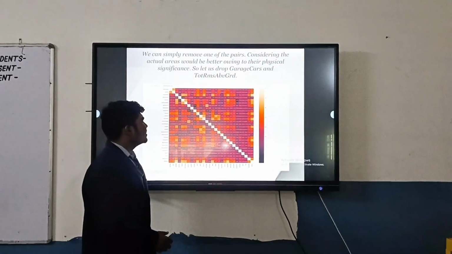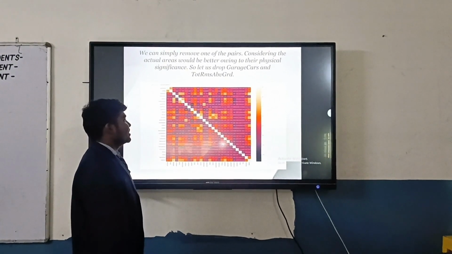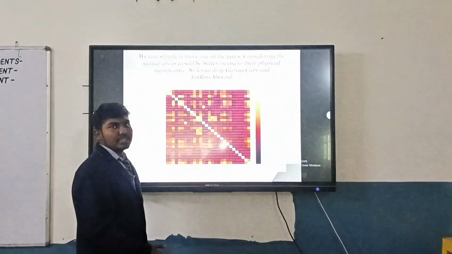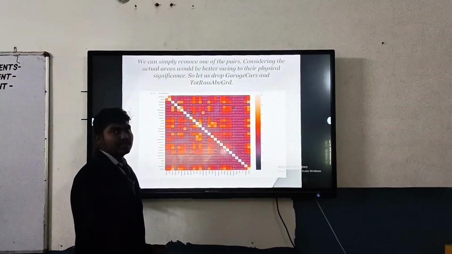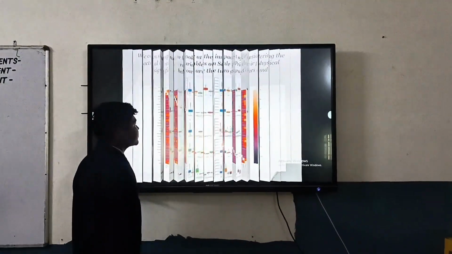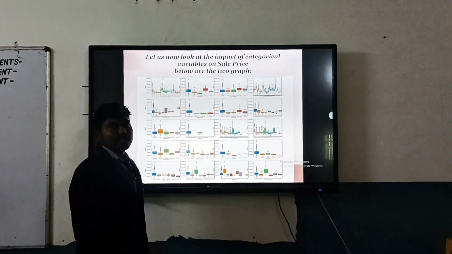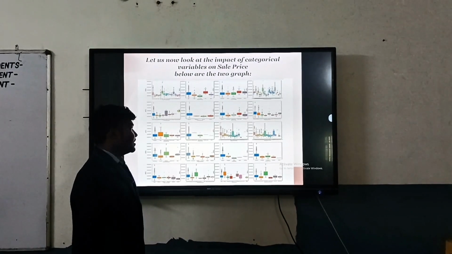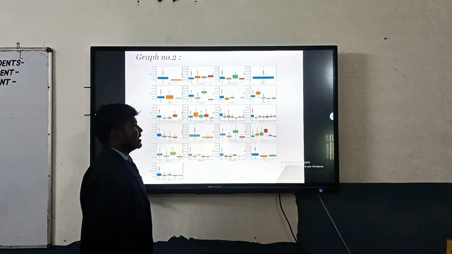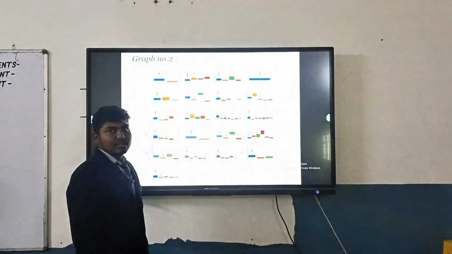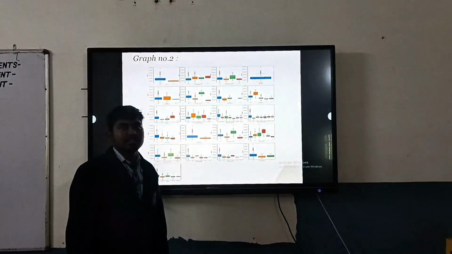Here is the graph between the garage cars and the total rooms above ground. In this, the lighter color represents the maximum value and the darker color represents the minimum value. Here are the two graphs which represent the impact of the categorical values on the sales price. Both graphs show the relationship between the categorical features and the target variable. Now I would like to call Yash Kumar for the further explanation of this slide.